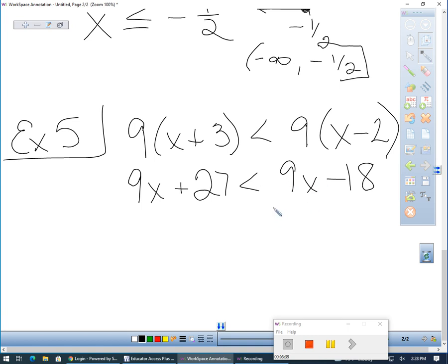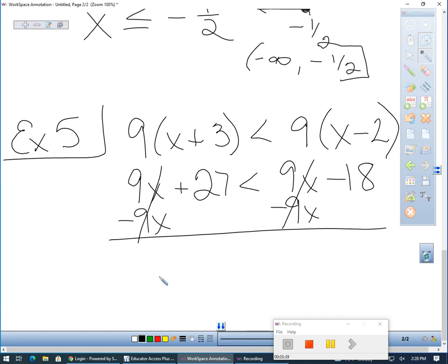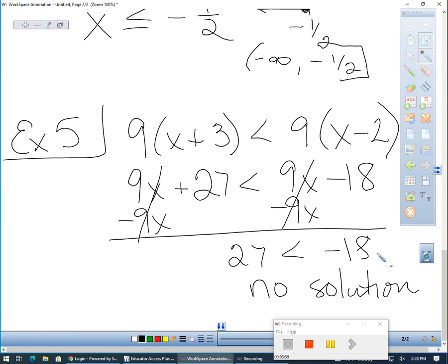Yeah, so we're going to subtract 9x from both sides, right? What happens to my variables now? They dropped out, right? Is 27 less than negative 18? No. So what do you think we should say our answer is? No solution. Or again, this book says never. I prefer no solution. There is not a number out there that will work for this inequality.